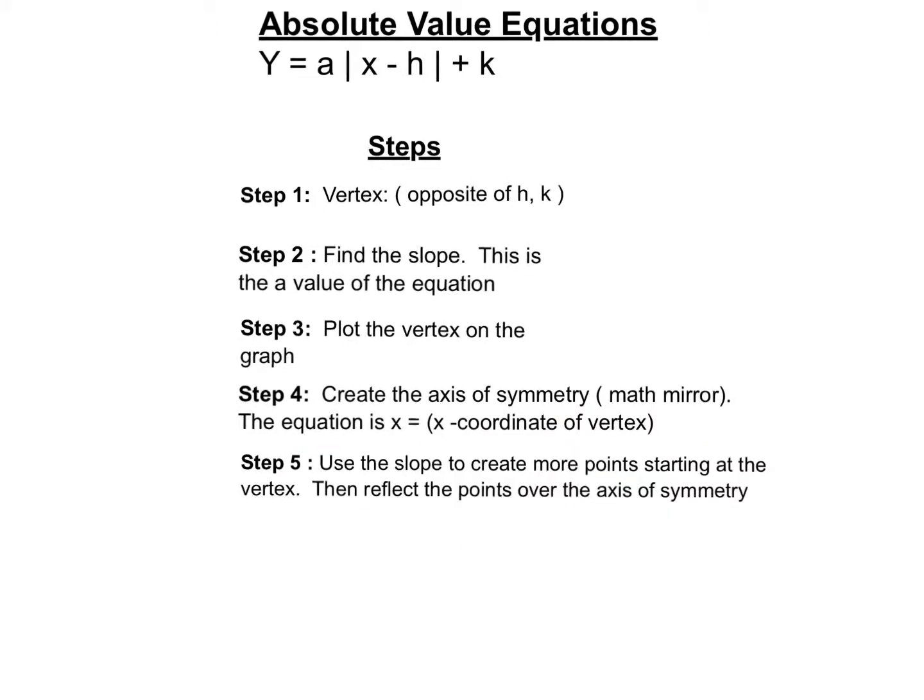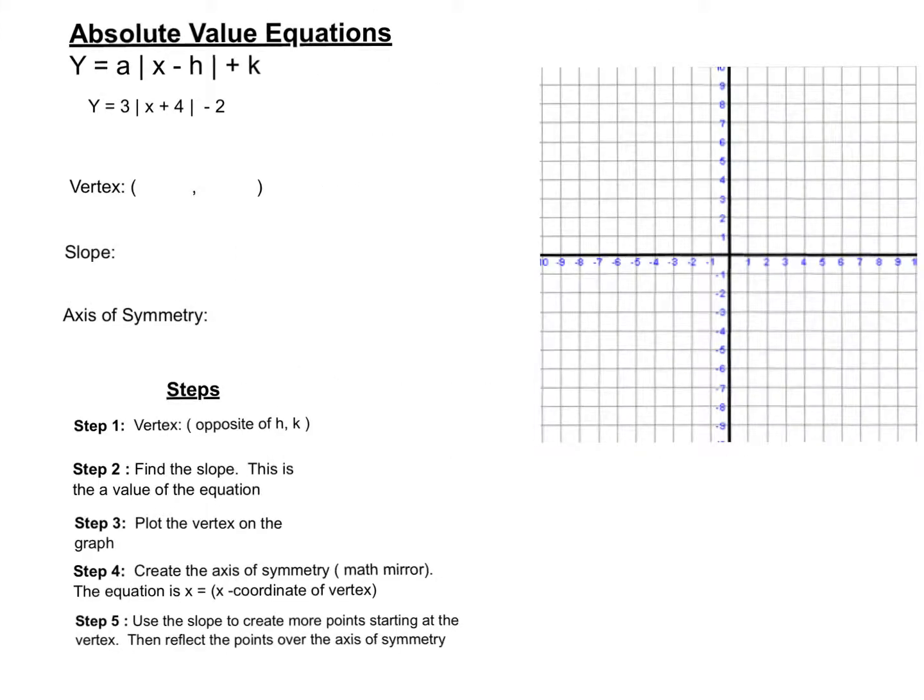Our next step is to use the slope to create more points from the vertex, and then we're going to reflect those points over the axis of symmetry. So let's take a look at our first example. Now we have our absolute value equation. We're going to start with this right here.